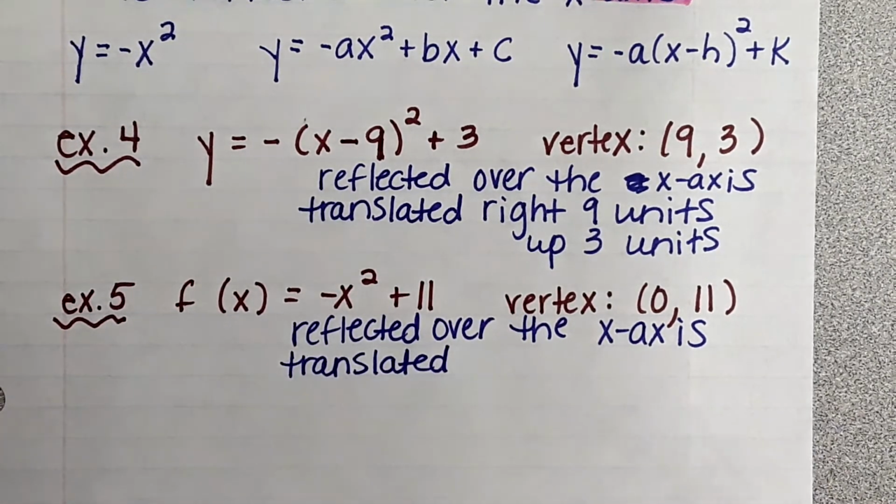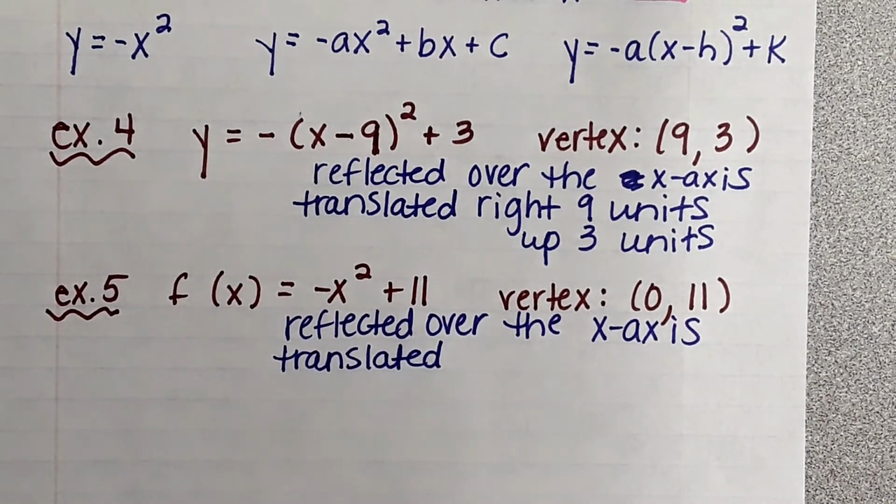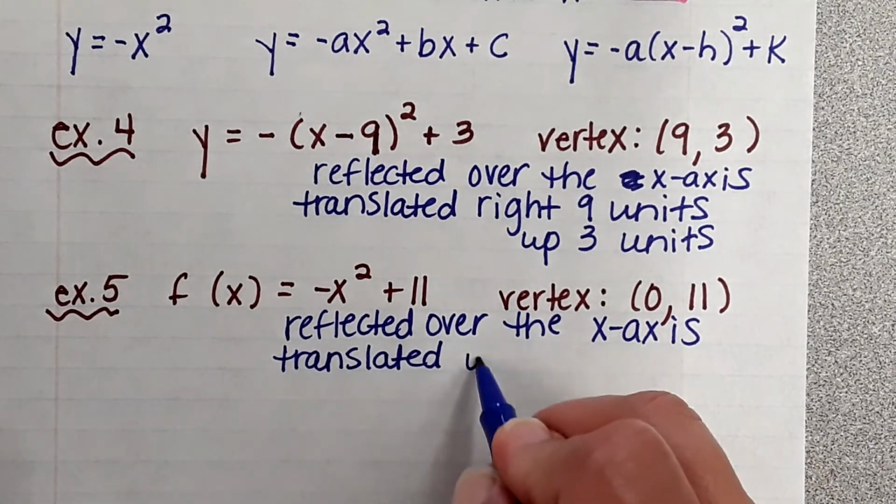Translated. Now, is there an h? So it means no right or left. So the k tells me up or down. So is it translated which direction? Up, how many units?